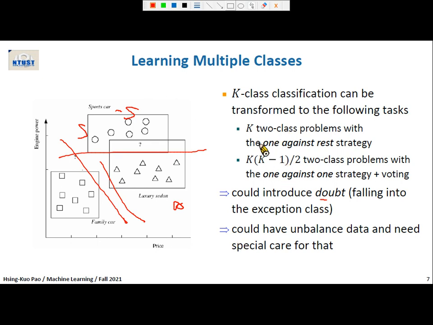And among those different procedures and strategies that we try, especially one against rest, we may introduce an unbalanced situation. If it is one against, let's say, 999, then it could be an unbalanced situation. We also have to deal with this. So that's all for this part.